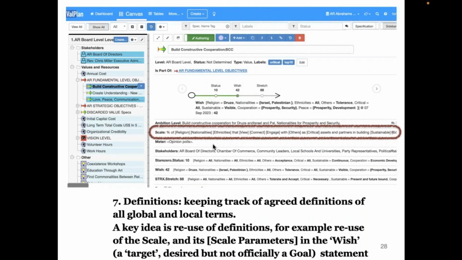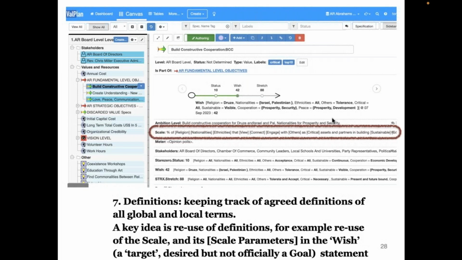Here are some examples of some of these things that pop up. We wanted a scale of measure for building constructive cooperation, and the blah, blah, blah level was build constructive cooperation for Druze and Israel and Palestinian nationality. This is back in the days when I worked on peace initiatives for the Middle East, which haven't worked yet, but we're going to have to get back to them. They're about breaking bread with enemies.